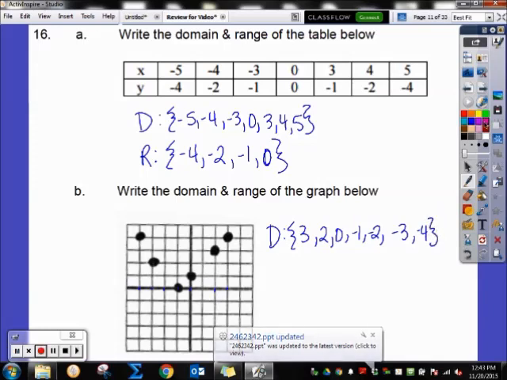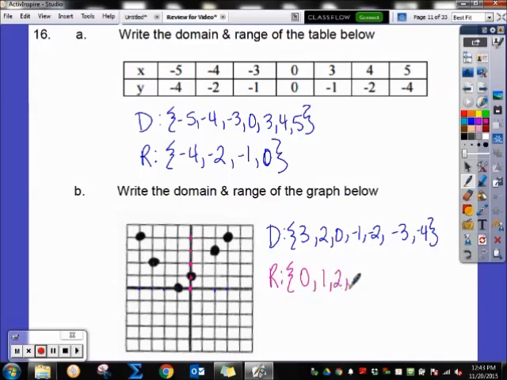Then for my y values, I would look at my range values, I would look at my y-axis. So I have one here, here, here, here, and here. So I just made a little mark so I would know what y values to write down for my range. So I have 0, 1, 2, 3, and 4.